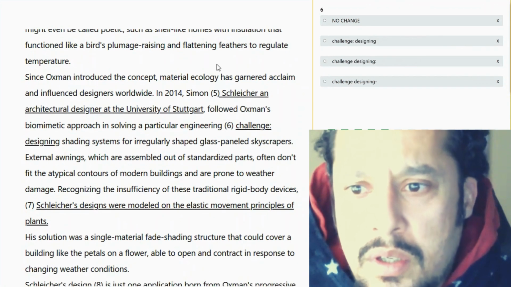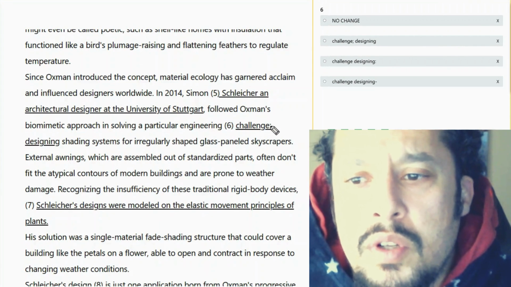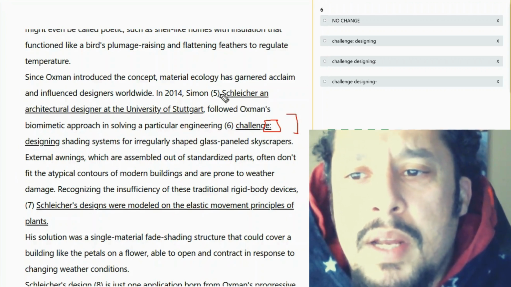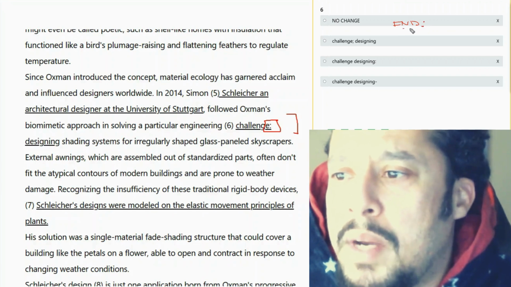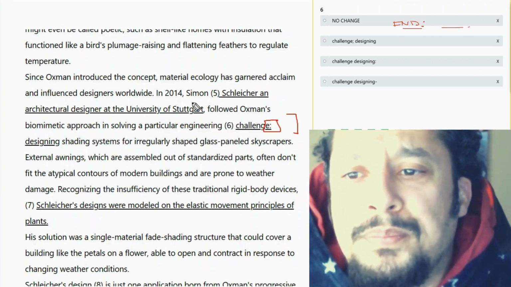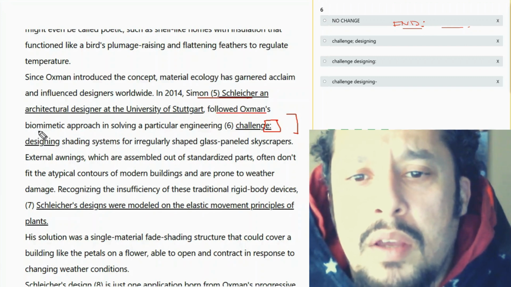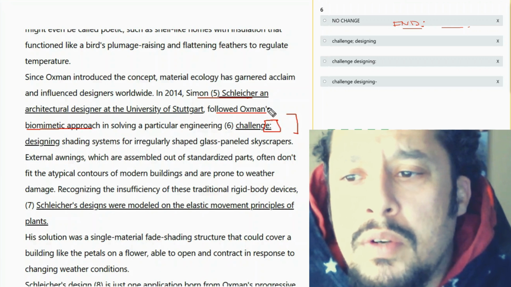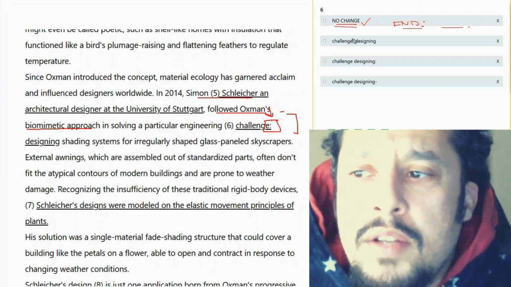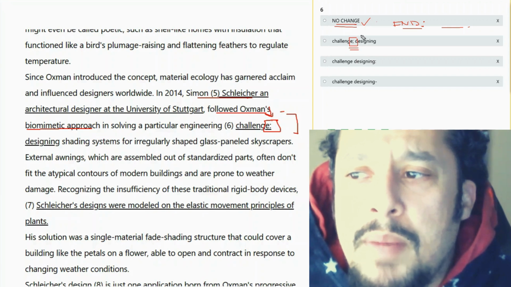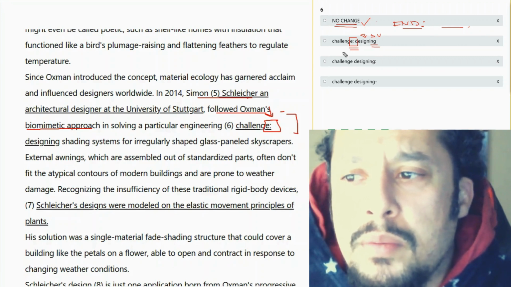Question number 6. Okay, so here question number 6. What do we have now? We have an independent idea, colon. Memorize this structure too: independent idea, colon, and after the colon comes the rest of the idea. So here Simon Schleicher followed Oxman's biomimetic approach, colon, right? Independent clause, colon. Then it gives the explanation we want. Answer A is good. Answer B has a problem with the semicolon, because a subject and verb must come after it. Maybe the -ing can be a subject but there's no verb. So it's a fragment.